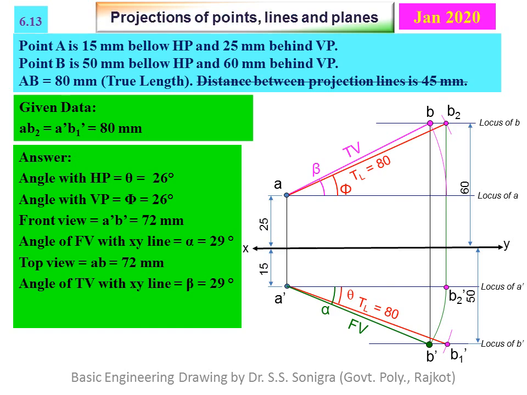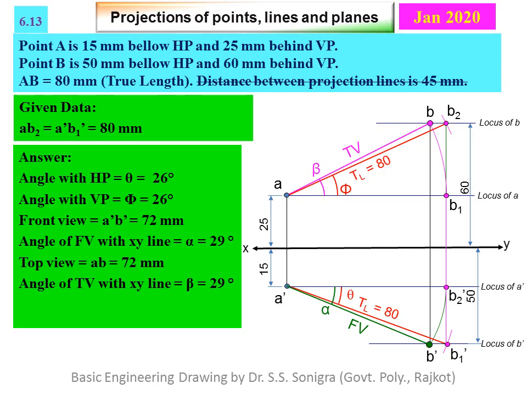Now check whether the problem is correct or not. For that, let me take A as a center, AB as a radius, draw an arc that will cut locus of A at this point, that is point B1, and from B1 draw a straight vertical line that will cut B1 dash.